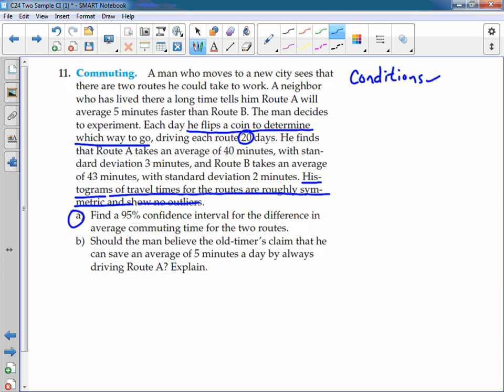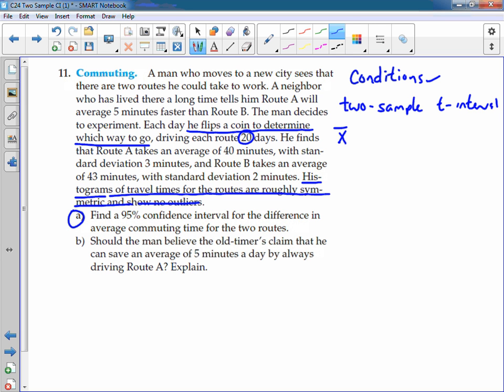All right, so the next thing we do is name the interval. Because the conditions are met, I can use a T model, and I can use a two sample T interval. Perfect. So the formula for that is x bar 1 minus x bar 2.